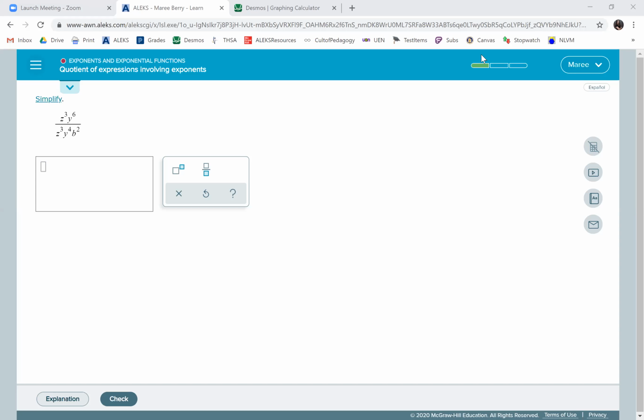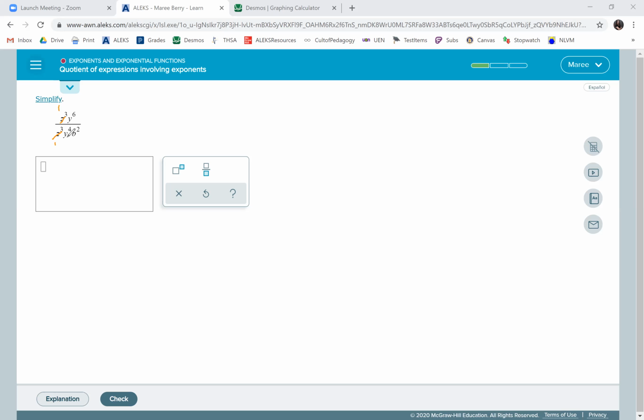Now, here we go again. Change the color, that purple's bothering me. Okay, so when we do 3 minus 3, we get 0. So this is z to the 0, and z to the 0 equals 1. So these cancel. They're both the same. So there's no z's in your answer.